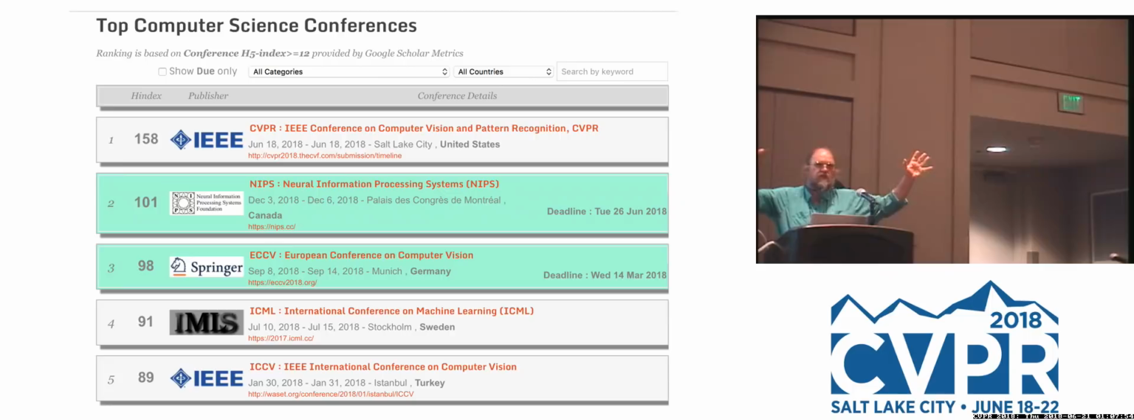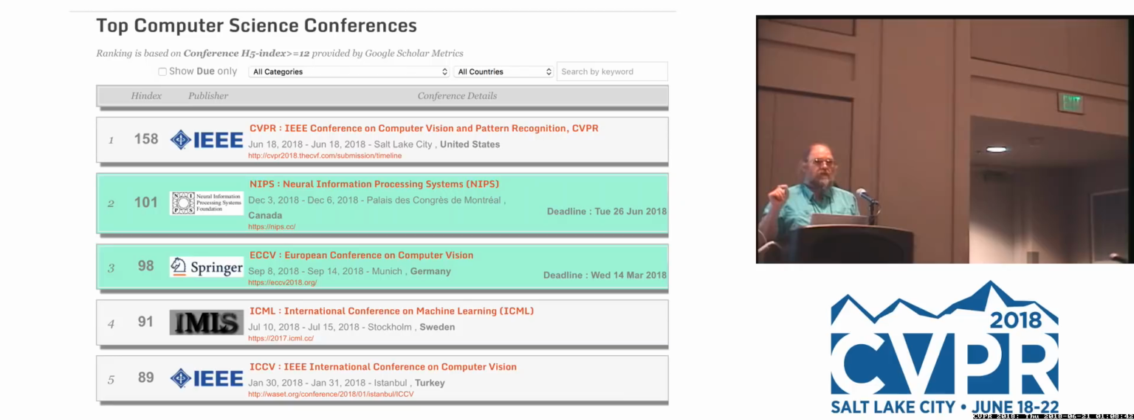Second most important is NIPS. We are 1.5 times as important as NIPS. The third most important is ECCV, which is almost as important as NIPS. The fourth is ICML, and the fifth is ICCV. You may suspect some inaccuracy because I'm not absolutely convinced there was an ICCV in Istanbul in 2018, but whatever. I'm being facetious here, but this is a big deal. We really are the big gorilla of computer science, and it angers the riffraff in computer architecture and programming languages and systems a very great deal.